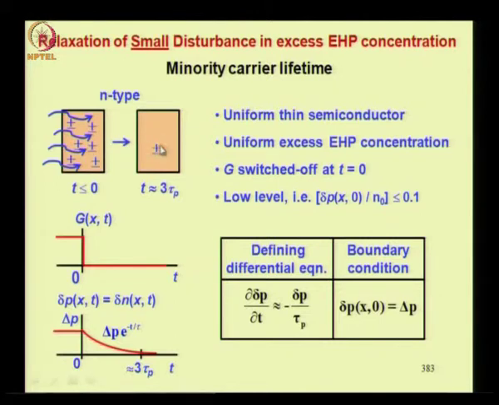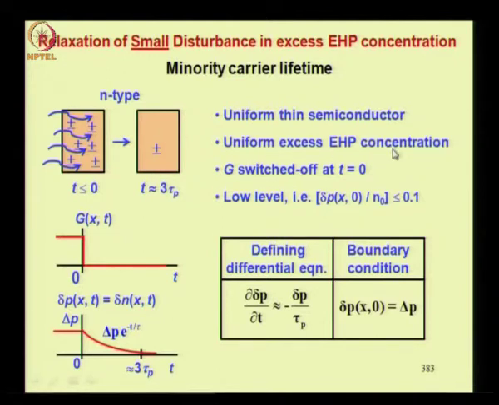So excess carriers decay. It takes 3 times the minority carrier lifetime, a duration of this value, 3 times tau p, for the system to return to equilibrium. So this time constant tau p is valid for conditions of uniform thin semiconductor. The thin semiconductor here, the thinness is because we have considered one dimensional situation for analysis.